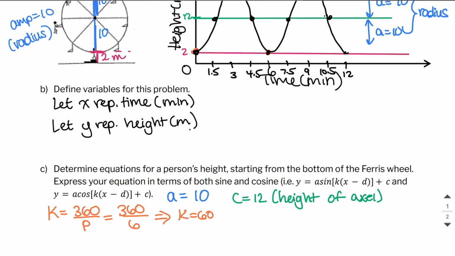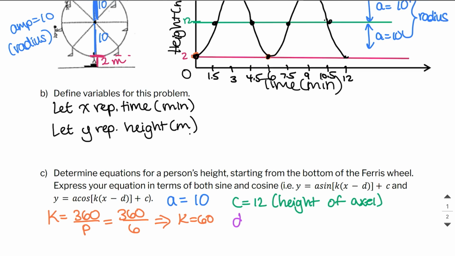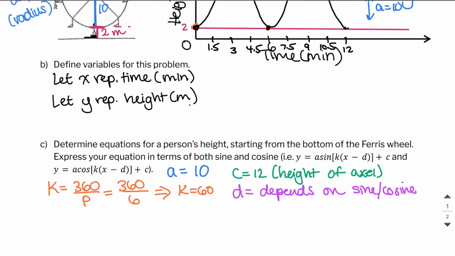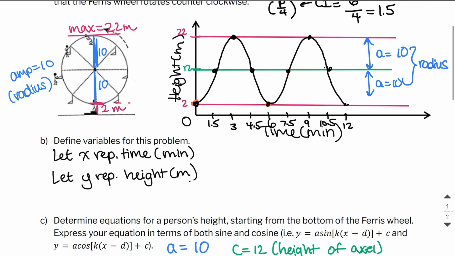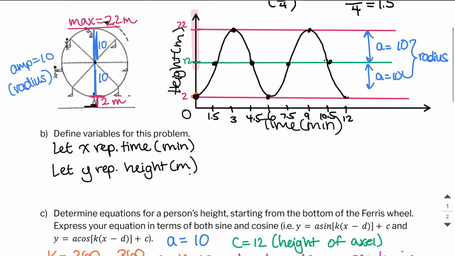And also just a reminder that our D value is going to depend on the type of graph that we're going to use, whether we're going to use sine or cosine. So let's go ahead and start with the easiest possible thing. In my opinion, our easiest option right now is to start with cosine, because cosine starts either at the min or the max. A positive cosine starts at the max, a negative cosine starts at the min. Because this graph already starts at the min, I can use a negative cosine.